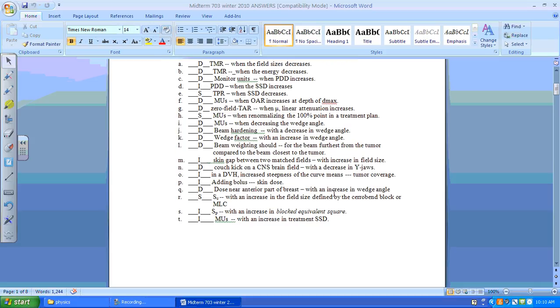Dose near the anterior part of the breast with an increase in wedge angle: if the wedge angle increases, say from a 30 to a 45, then the dose near the anterior part drops because the heel gets thicker. That's where the heel is.